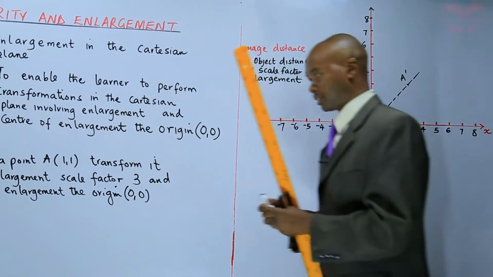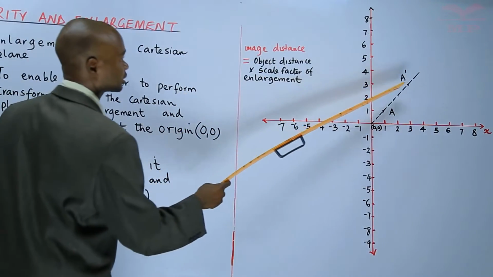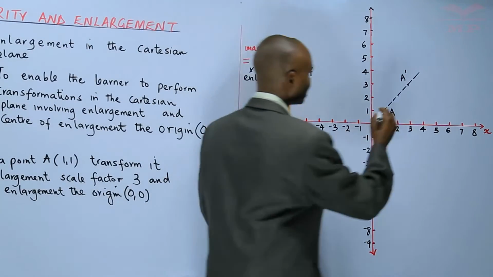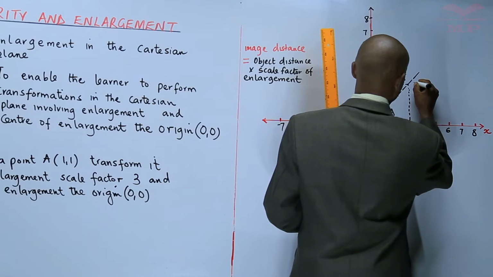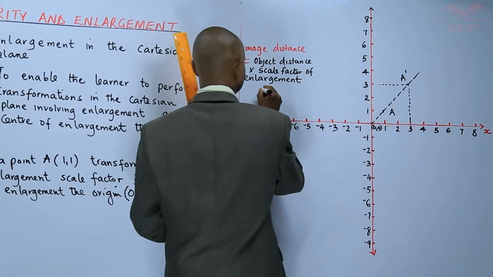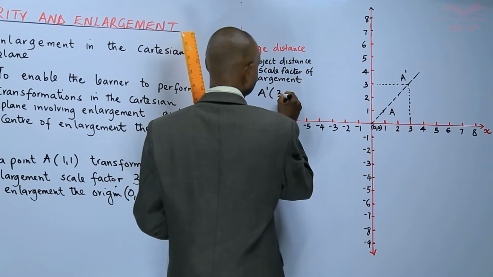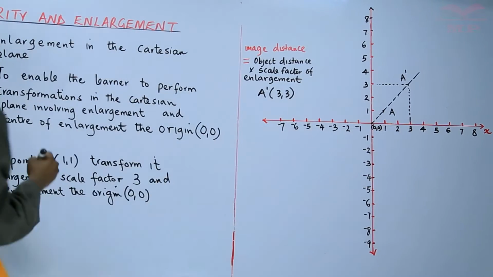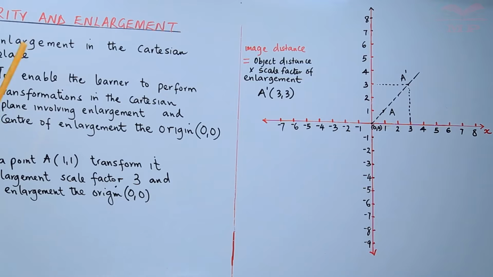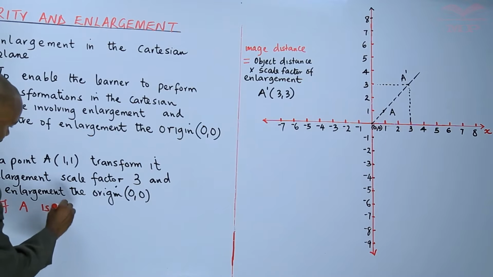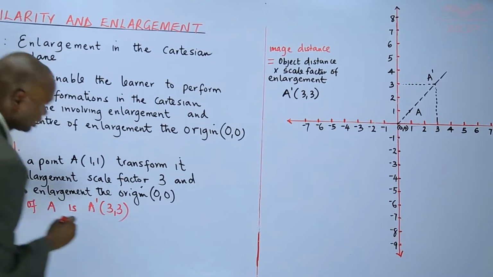Look at A prime very carefully. There is something happening there. What are the coordinates of A prime? So A prime, look at it well. You'll find A prime will be 3, 3. So in the enlargement, you will discover from what you've used, image distance multiplied by object distance. So you realize the image of A is A prime, which is 3, 3.